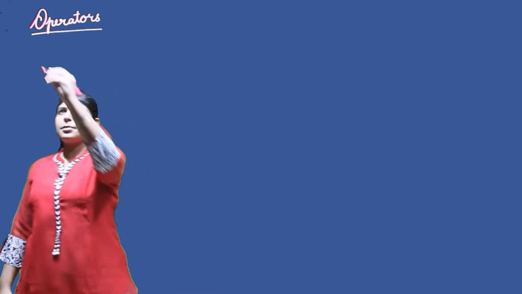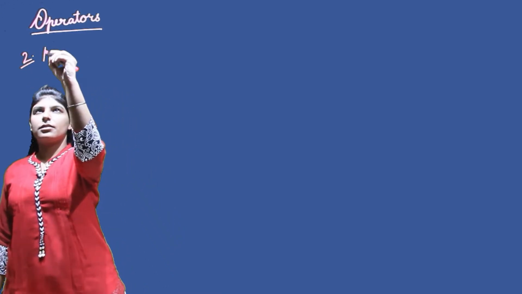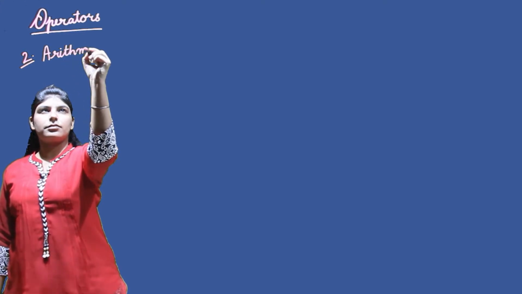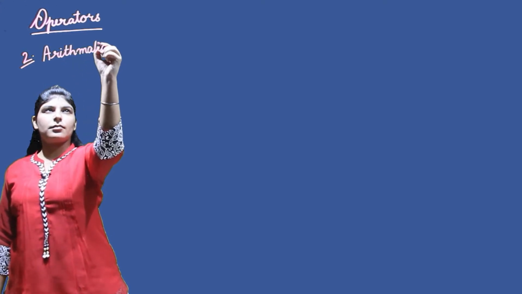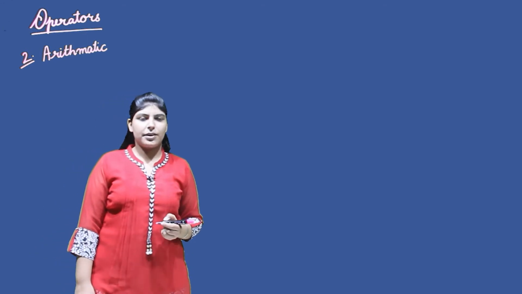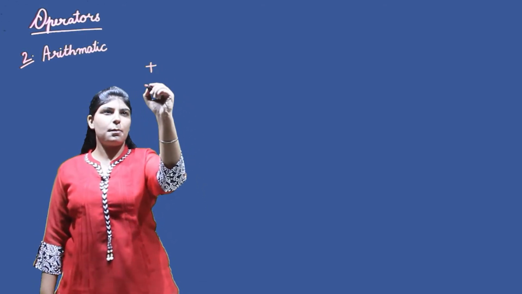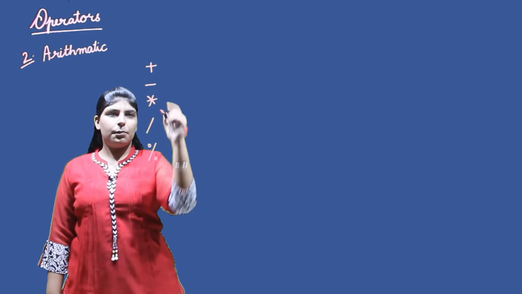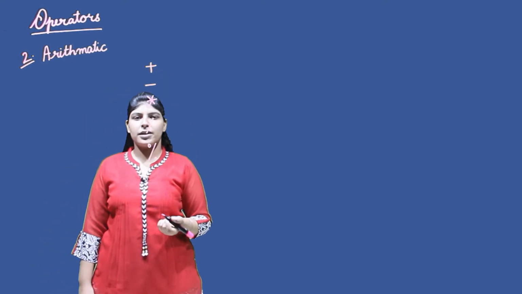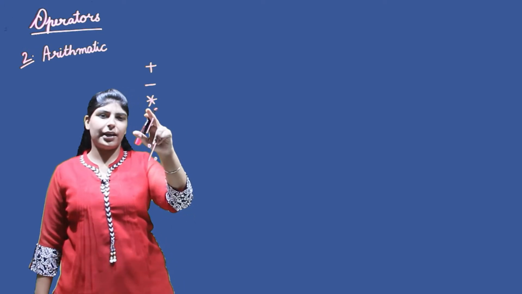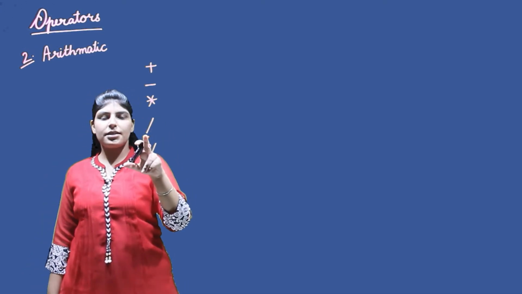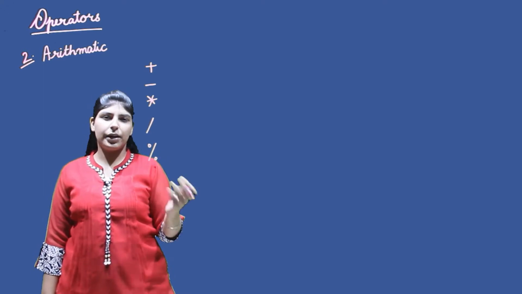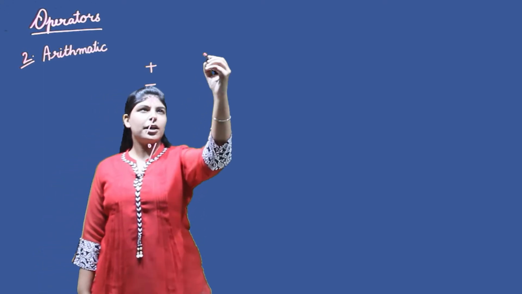Next we will see arithmetic operators. We have 5 arithmetic operators in Java. We have plus, minus, multiply, divide and modulo. Plus is used to add two numbers, minus is used to perform the subtraction, multiply gives the product of two numbers. Divide gives us the quotient when two numbers are divided, and modulo gives us the remainder when we divide two numbers. So they are used as this.